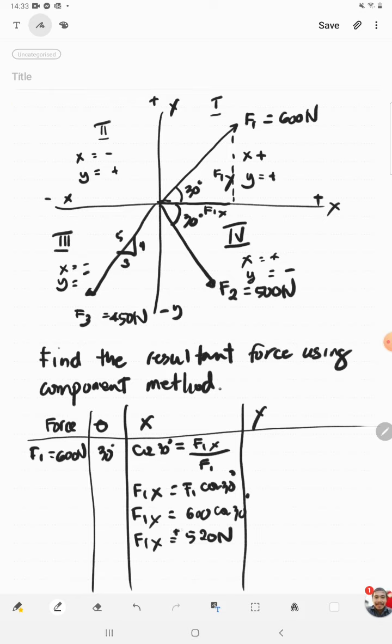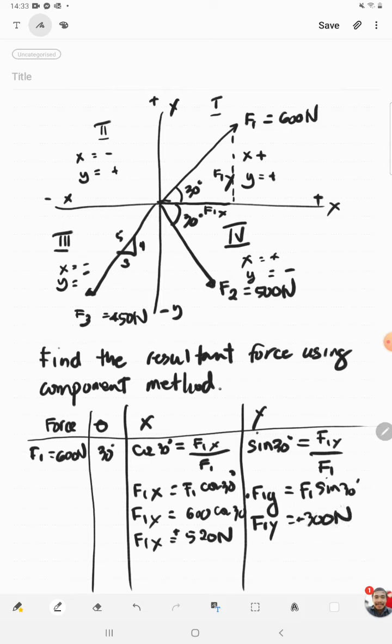Now, getting the component of F1y, sine of 30 degrees is equal to F1y divided by F1. So F1y is F1 sine of 30 degrees, which is 600 times sine of 30. Therefore, this is 300 newtons. And again, your F1y is positive.